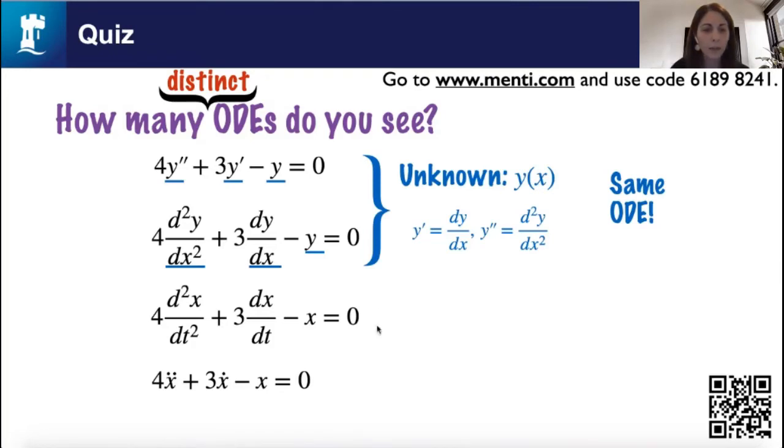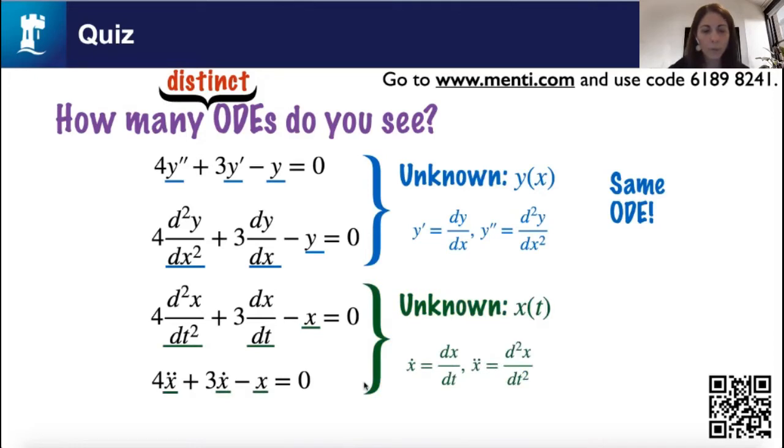Now, looking at the last two equations, if we remember the notation and the remark I made before about this dot notation, the unknown function in both of these equations is x of t, because x dot is dx dt and x double dot is the second derivative with respect to t. And therefore, we can also conclude that both of these equations are the same ODE.